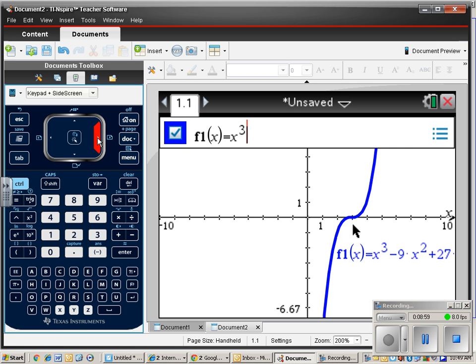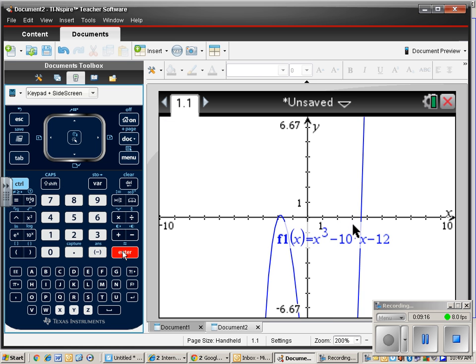Can someone tell me what I had there? What's the equation? X cubed minus 10x, then what? Minus 12. So there's my graph. And I see this time it crosses the x-axis and gives me how many roots? 3 real roots, right? 3 different real roots this time.